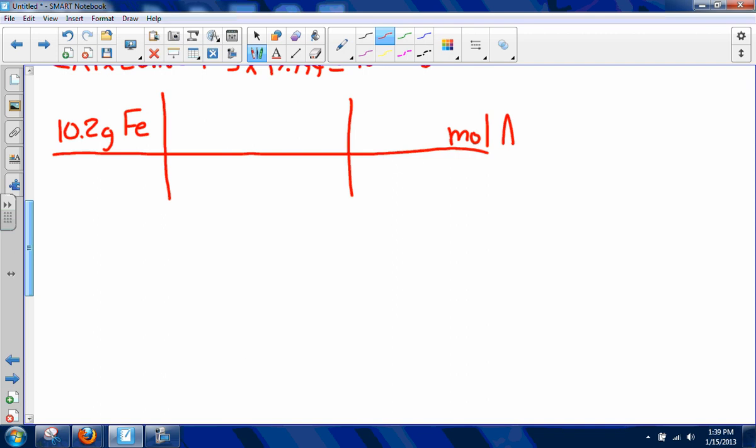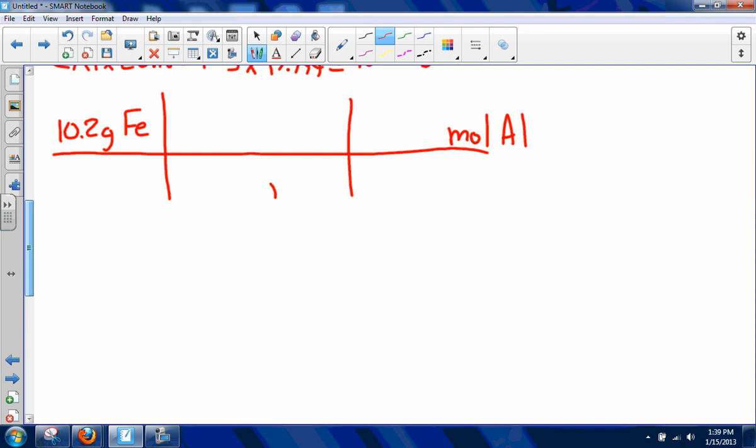And again, the reason I'd go to moles of Al, if I look at B, it tells me I need the answer in moles of Al. And I have to go to the same product for both of them because I'm going to make a comparison between the two to figure out which one was my limiting reactant. Okay? So right now I've got 10.2 grams of Fe on the top. So to get rid of that, what do I have to do?